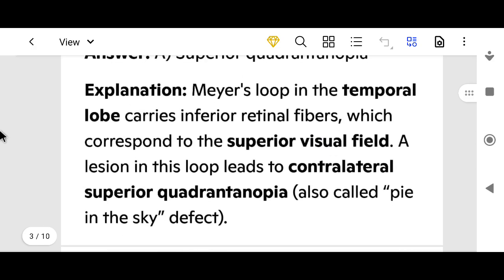Explanation: Meyer's loop in the temporal lobe carries inferior retinal fibers, which correspond to the superior visual field. A lesion in this lobe leads to contralateral superior quadrantanopia, also called pie in the sky defect.